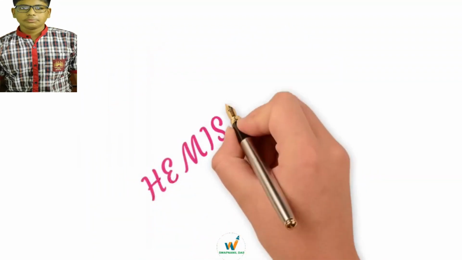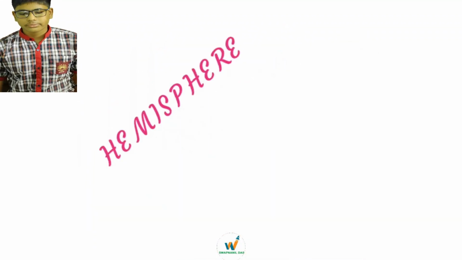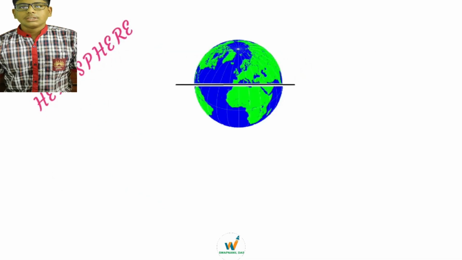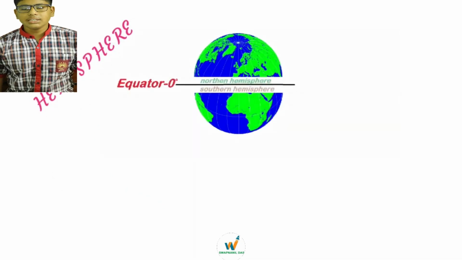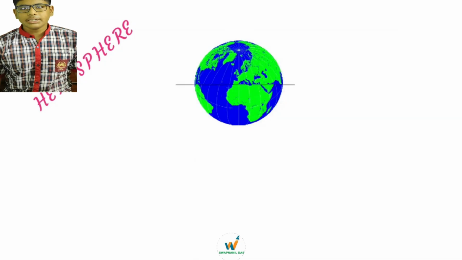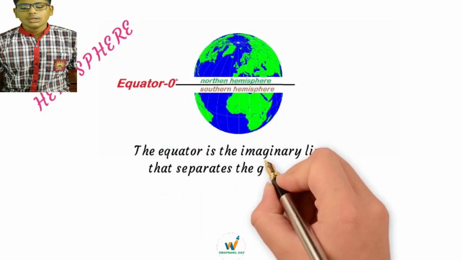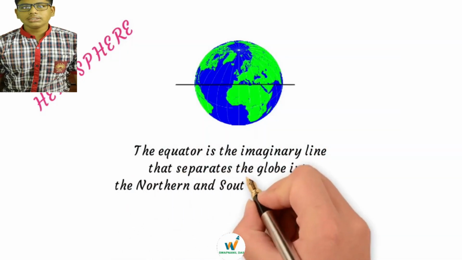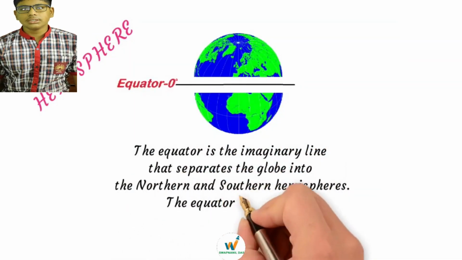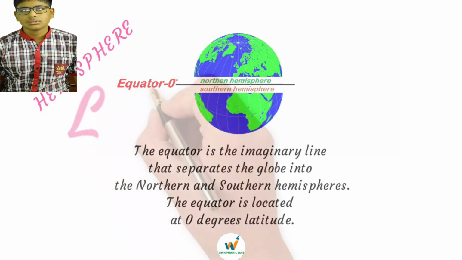What is hemisphere? Let's see. The equator is the imaginary line that separates the globe into the northern and southern hemispheres. The equator is located at 0 degree latitude.